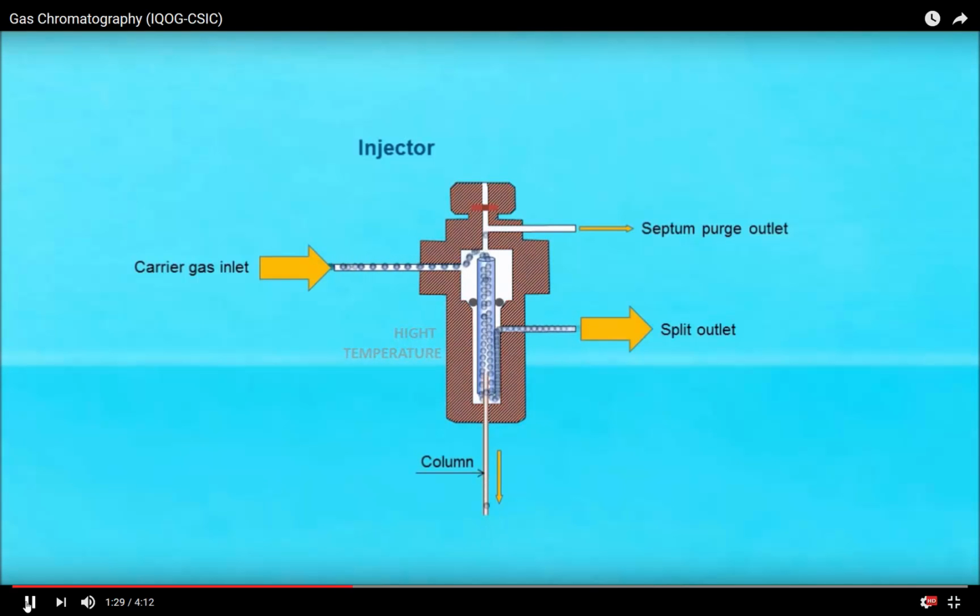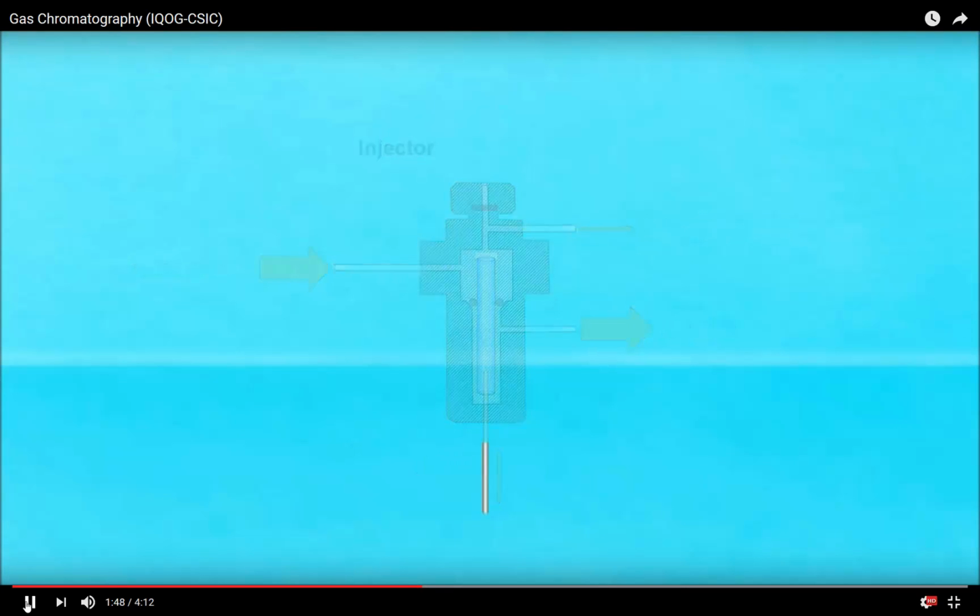Okay, got that? Reinforcing what I'm saying. Now the sample got injected, and most of it is going out and then a small portion is coming to the column.